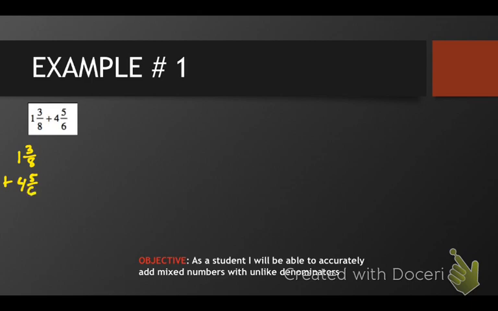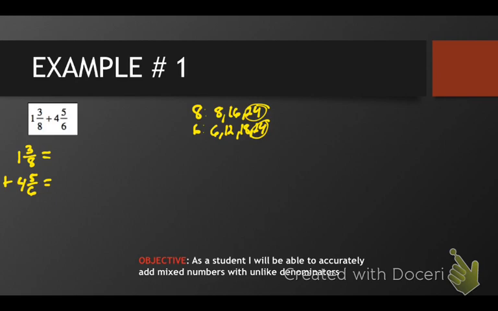Now, the first thing I need to do is find a least common denominator. I'm going to do that by taking my 8 and 6 and listing them out until I find a common multiple. 8, 16, 20. I think 24 works, so I'm going to keep that one there. 6, 12, 18, 24. Yes, it is 24, so I am going to use the answer of 24.